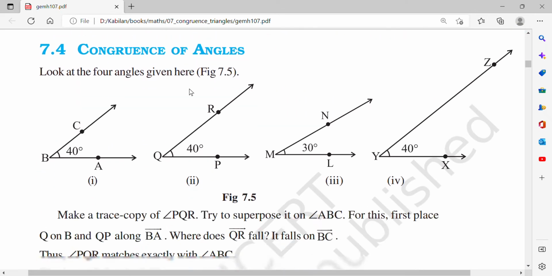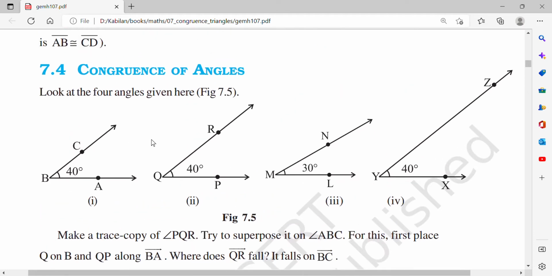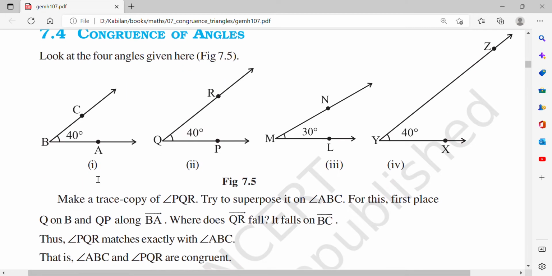Congruence of angles. Two angles are congruent if the angles are the same. In this figure, the figure 1 angle is 40 degrees. The figure 2 angle is also 40 degrees. So these two are congruent. But you see figure 3 here is 30 degrees, and figure 1 is not congruent to figure 3. And figure 4 again has 40 degrees, so figure 1 is congruent to figure 4.